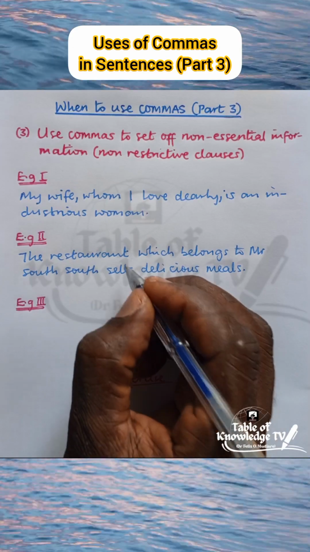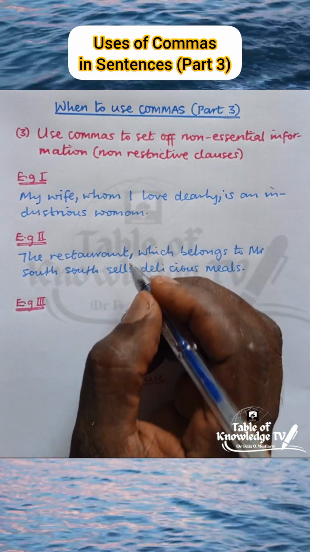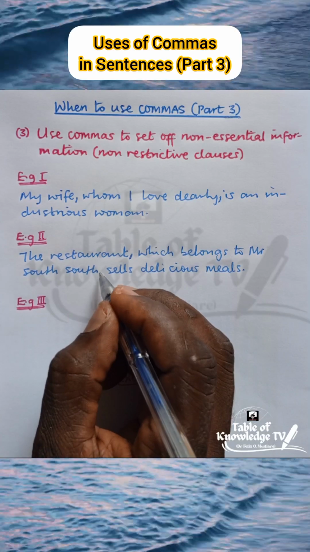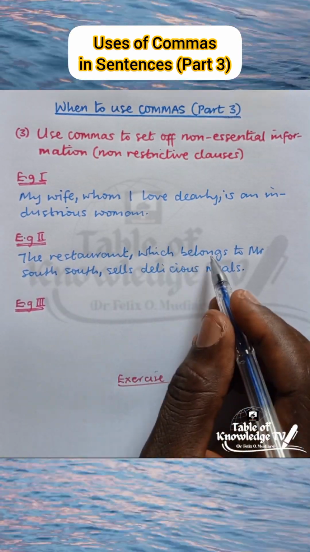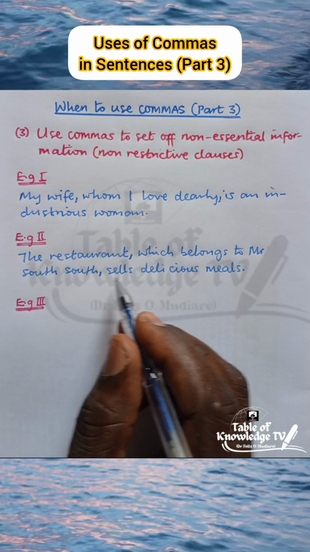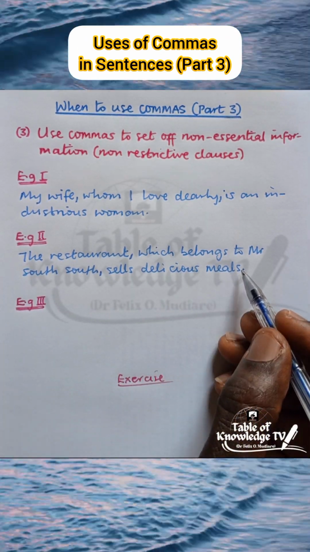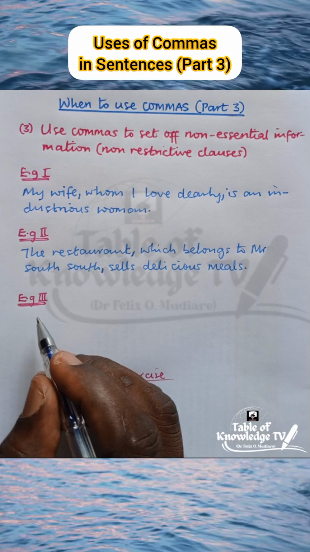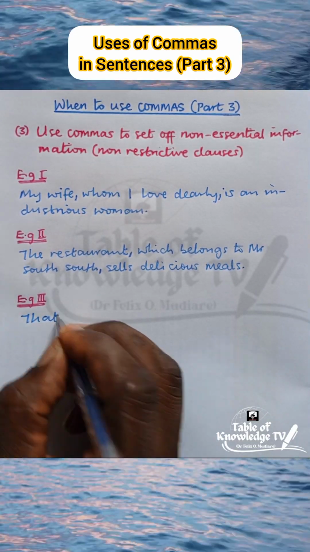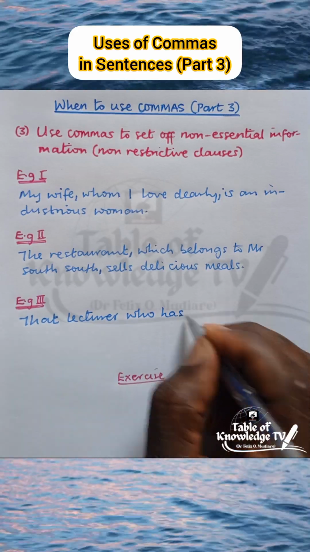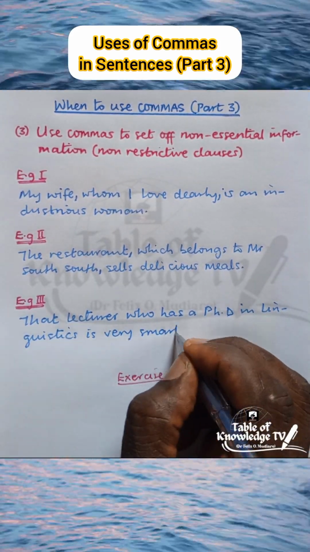So what do we do? Use comma to separate it. Put comma here, and then after the non-essential clause, also put another comma. We have the restaurant, comma, which belongs to Mr. South South, comma, sells delicious meals. Let's still have yet a third example for you to understand even better. We have that lecturer who has a PhD in linguistics is very smart.